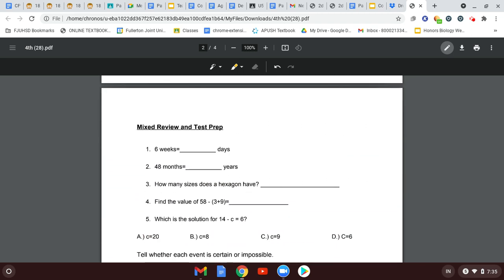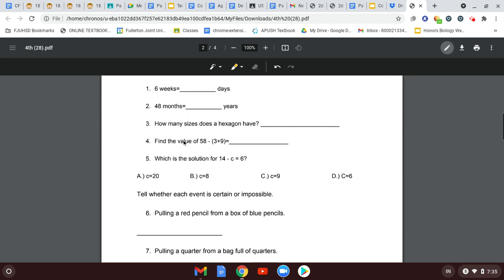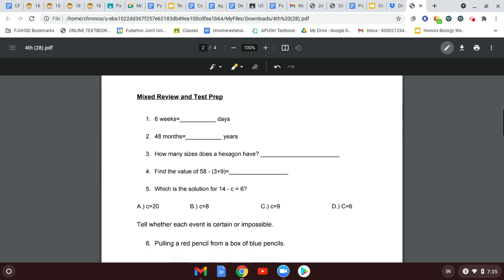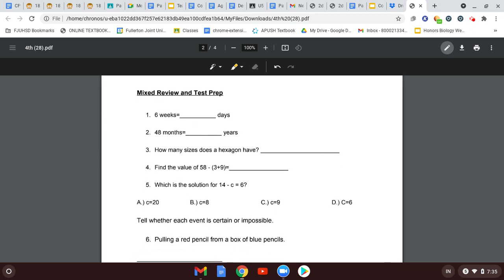Okay. So next we're going to page number 2, mixed review and test prep. So 6 weeks. Remember that 1 week we have 7 days. So there are 6 weeks, and we multiply 7 times 6 because 1 week equals 7 days, which equals 42.